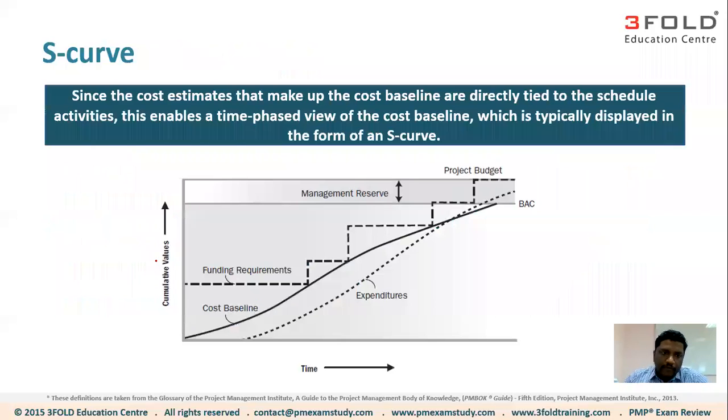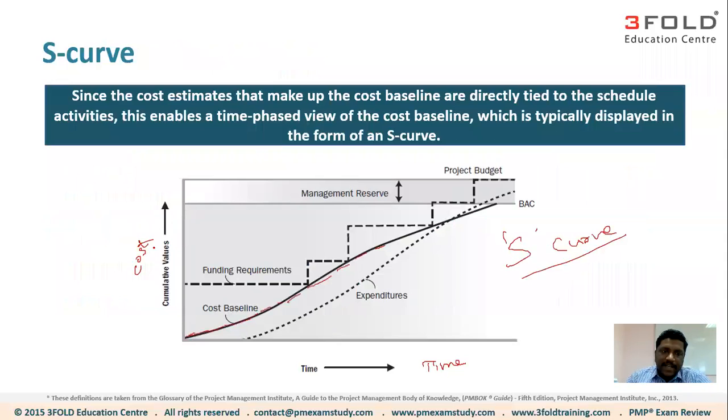Okay. Now, on one side, you have the cost. On the x-axis, you have the time. Now, if you see here, this particular curve is the cost baseline curve. Okay. And some of you might know cost baseline using the term S curve. Cost baseline is also known as S curve. Now, what you see here is it has two dimensions to it, right? One is the time, the other one is the cost.